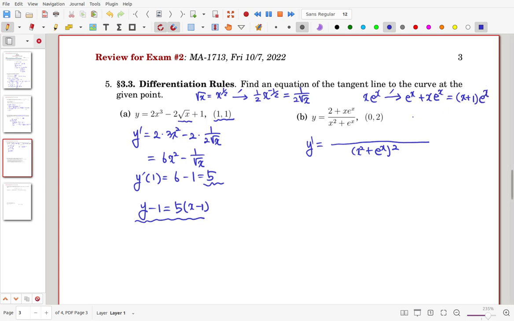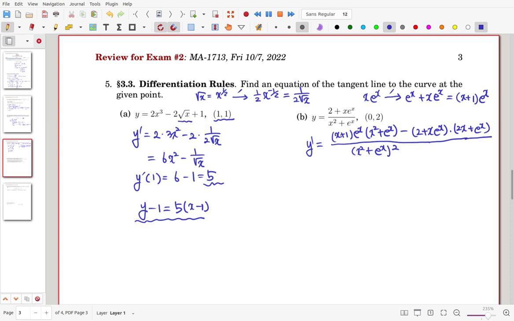Okay, so here now bottom squared, and the derivative of this one, of course the derivative of 2 will be 0, and the derivative of this one will be (x plus 1) e to the x, times the bottom, which is x squared plus e to the x, and minus the top here, 2 plus x e to the x, and then times the derivative of the bottom, which is 2x and e to the x. The derivative of e to the x is the same as e to the x.